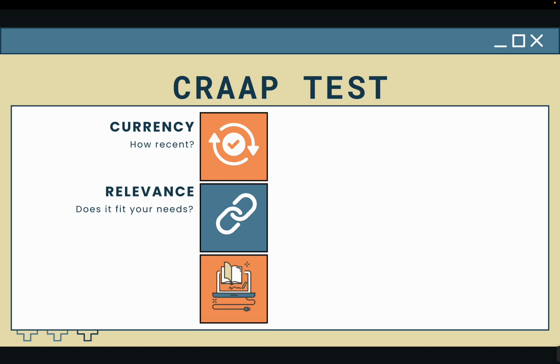The first A stands for authority. Who wrote it? A good one will have author credentials listed and will be an expert in the field. A red flag has no author name or an unknown blogger. For a quick check about this, Google the author's background.